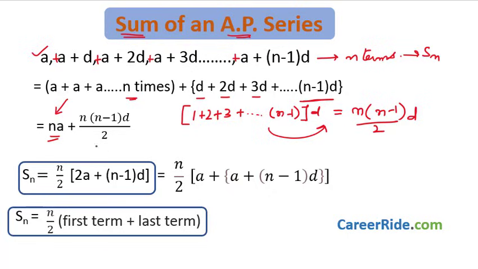So what do I get finally? I get nA plus n into n minus 1 D upon 2. This is the sum of the series. Now if I try to simplify it, I take n by 2 common and I get n by 2 into 2A plus n minus 1 into D. So this is actually the formula for the sum of a series with n terms in AP.